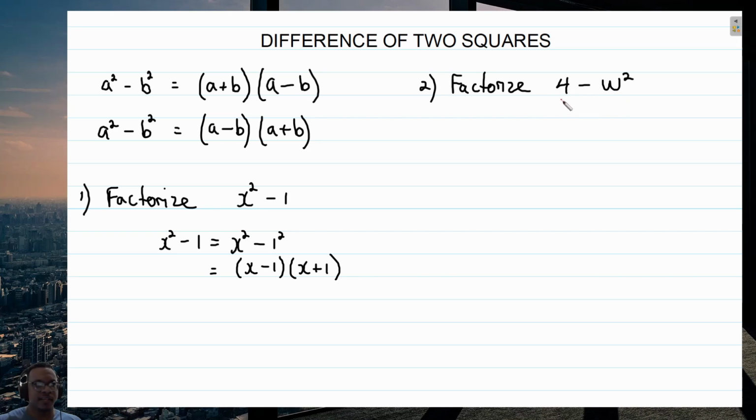Now in question 2, I have 4 take away w squared. And I recognize that 4 can be written as 2 squared. So I'll have the difference of two squares. Now because we have the 2 squared coming first, in the brackets we're going to put the 2 first and then the w.